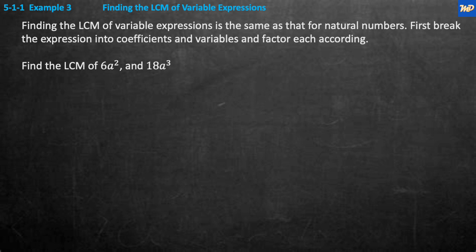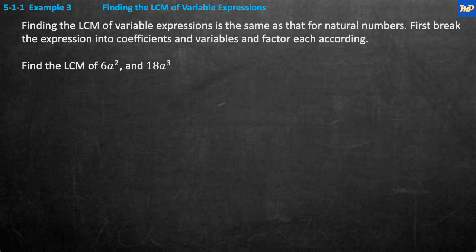Okay, example 3, finding the LCM of variable expressions. Finding the LCM of variable expressions is the same as that for natural numbers. First, break the expression into coefficients and variables, and then factor each accordingly. Well, we're going to find out here that in terms of our variables, we only have A's. There's not A's and B's and C's and D's. So this is going to be easy because there's only A's. And we're going to treat these A's as if they're prime numbers.